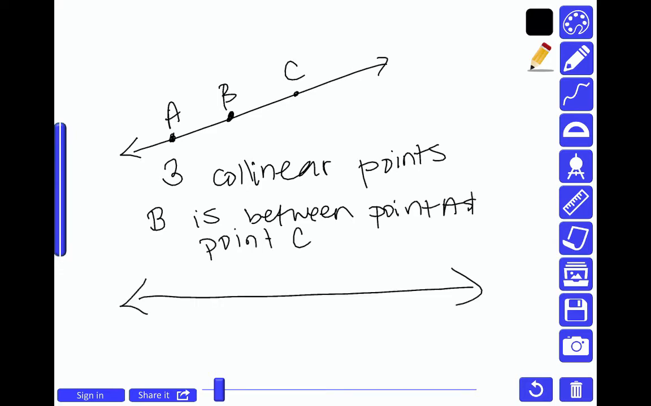If I have another line here and I have point D, E, and then over here I have point F. E is not between D and F. The reason being is because they are not 3 collinear points. F is not on the same line as DE. So therefore we cannot use the word between to describe any of those points.